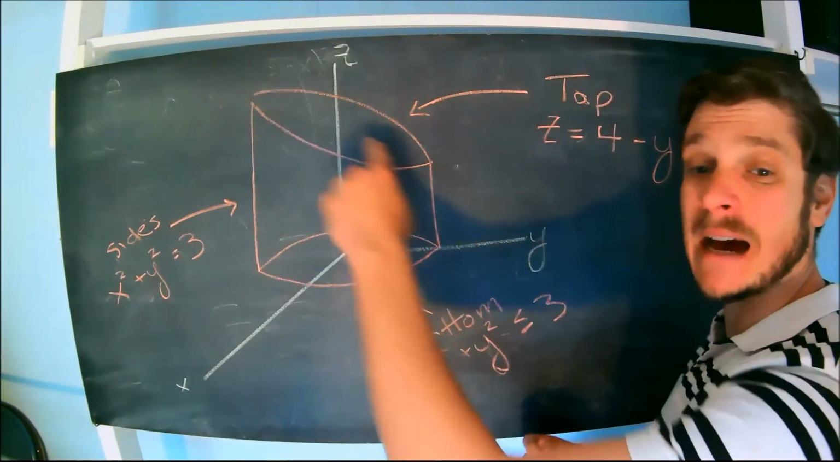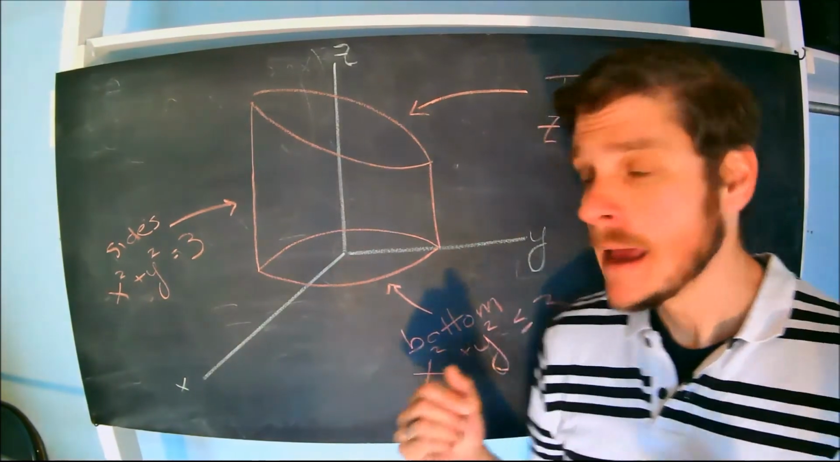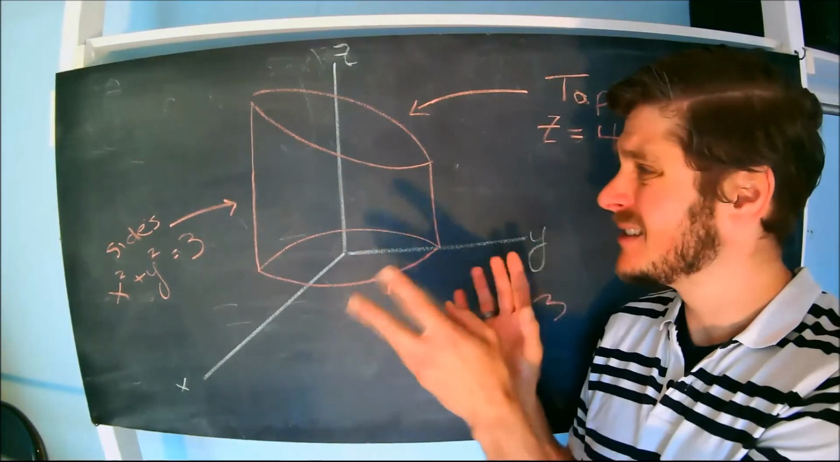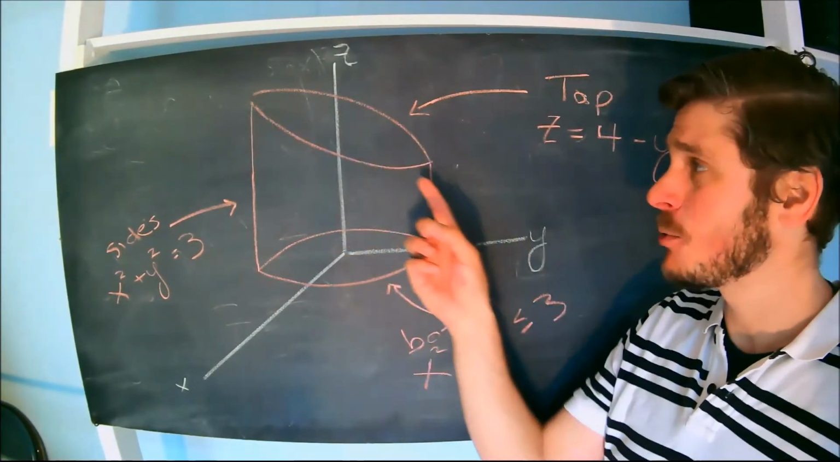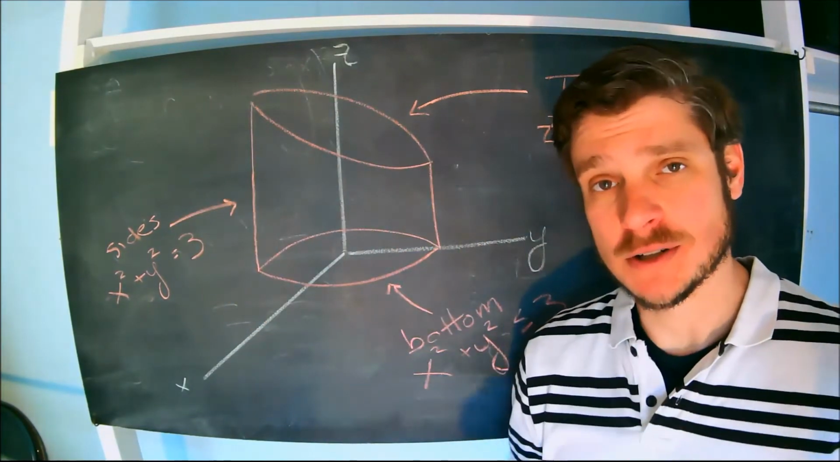And then lastly, we have the top. And the top is given by the plane z equals 4 minus y. Except, again, to describe the surface, that's going to be that portion of the plane that's still bounded inside of my original cylinder.